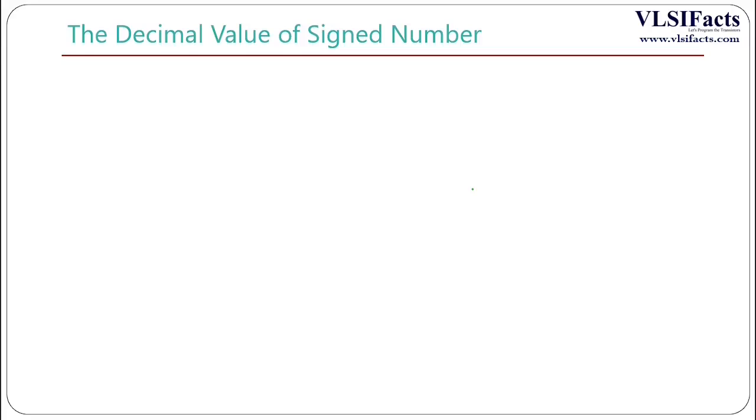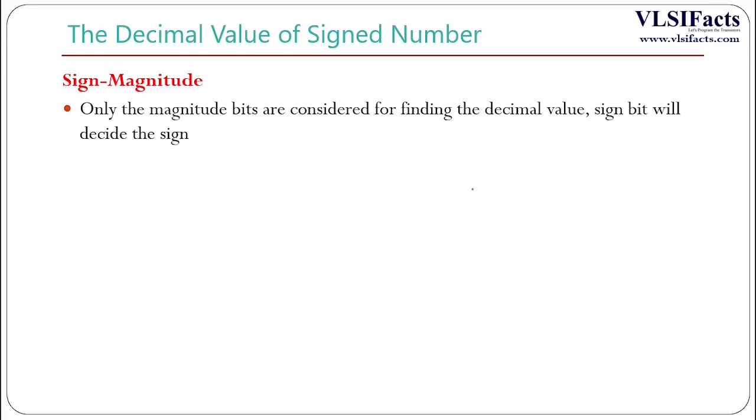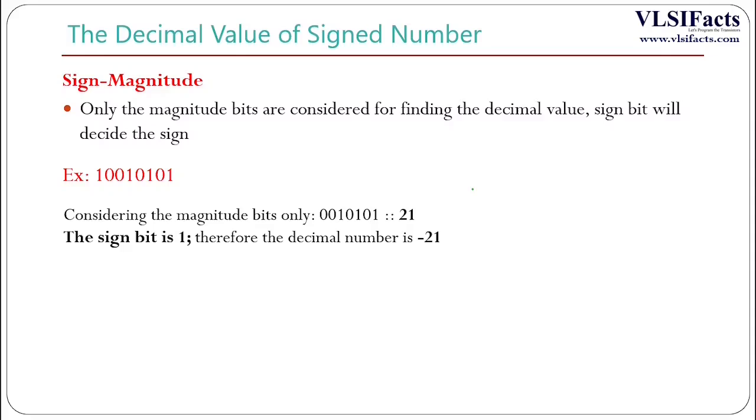So now let us learn how to calculate the decimal value of a signed number. Now we will start with the sign magnitude form. Only the magnitude bits are considered for finding the decimal value. The sign bit will decide the sign. We will consider one example. Considering the magnitude bits only, as you know that this is the sign bit, we will consider the remaining bits for calculating the magnitude. These remaining bits will give you 21 in decimal. Now since the sign bit is 1 in this case, the decimal number is a negative number. So the final value of the decimal number of the given binary number is minus 21.